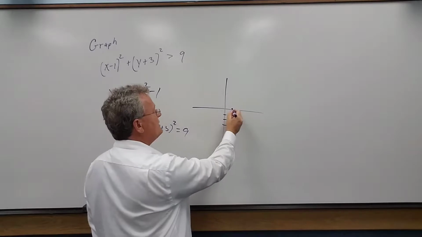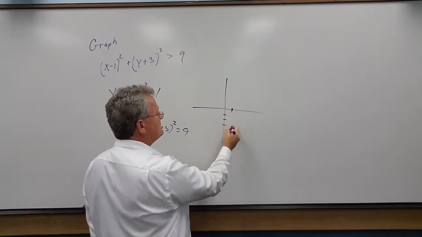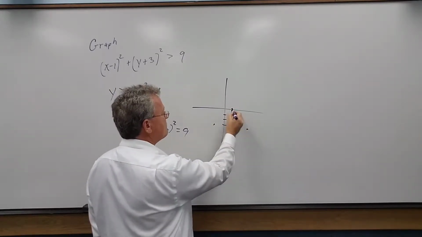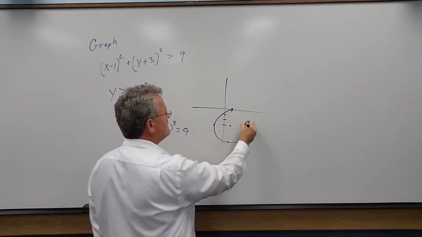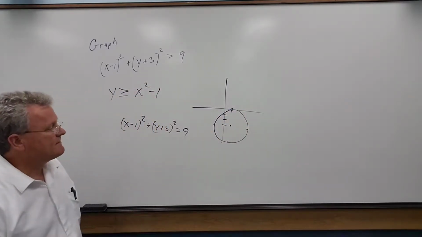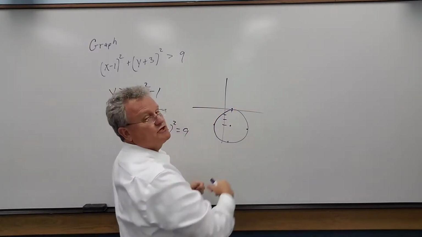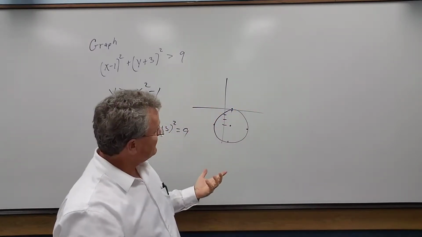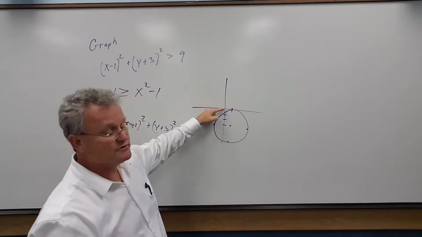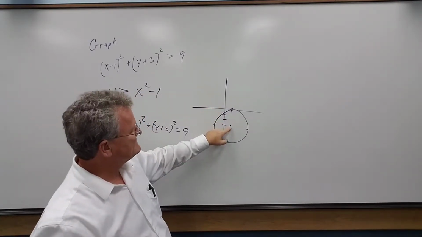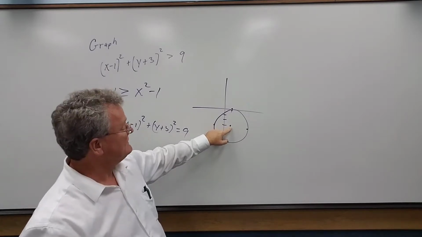So we go up 3, down 3, left 3, right 3, and kind of get a graph something like that. So now the question is, do we shade the inside or the outside of the circle? Well, let's pick a test point. Actually, if we test the center, the inside, that's really easy.